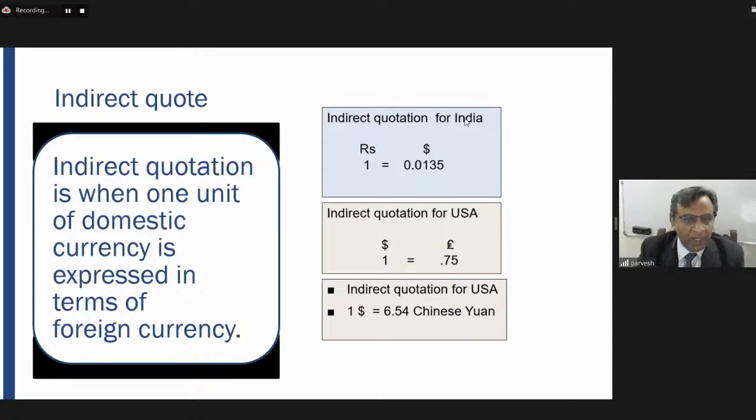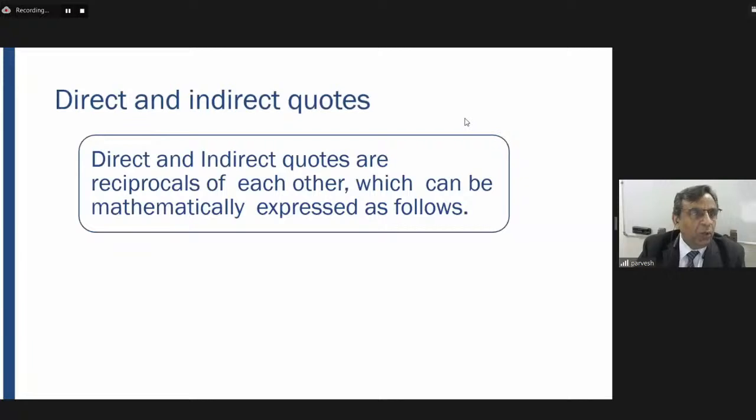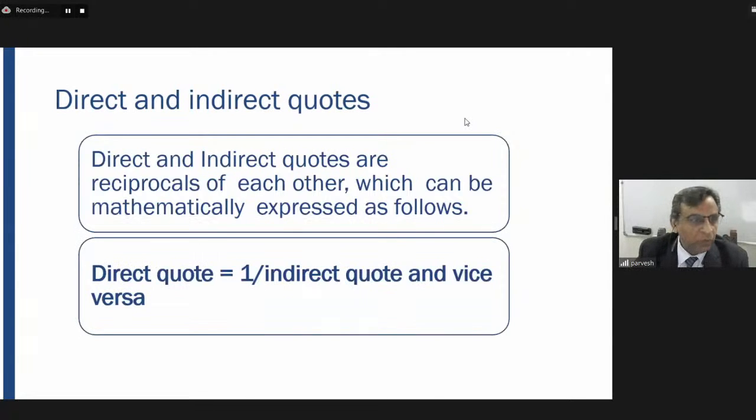How do I identify the indirect quote? Look at the right side again. The right hand side is not dollar here, but it is talking in terms of how much dollar would be equal to how many yuan. So that means it becomes an indirect quote for USA. Now direct and indirect quotes are reciprocal of each other, which can be mathematically expressed as follows: direct quote is equal to 1 divided by indirect quote, or vice versa.